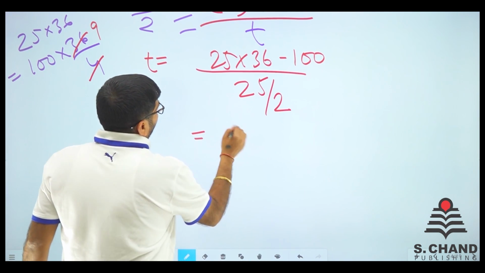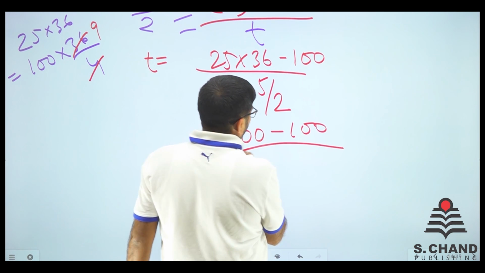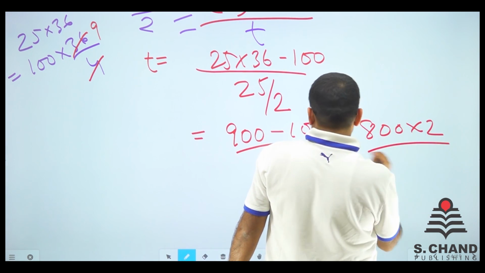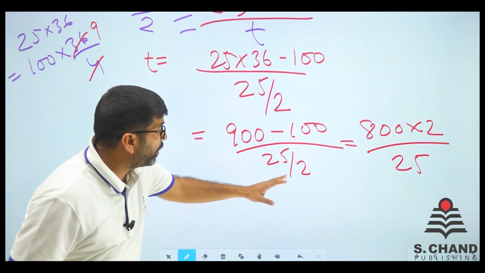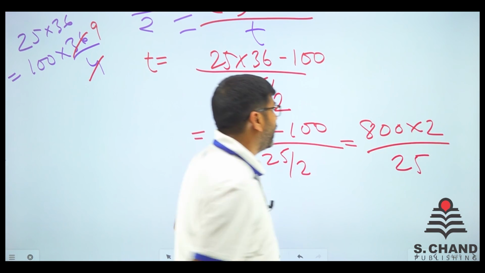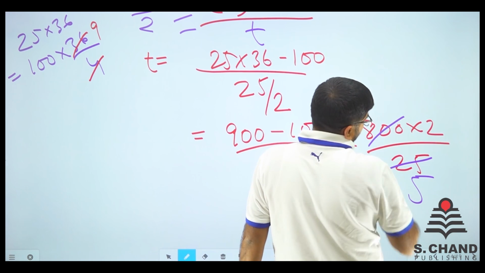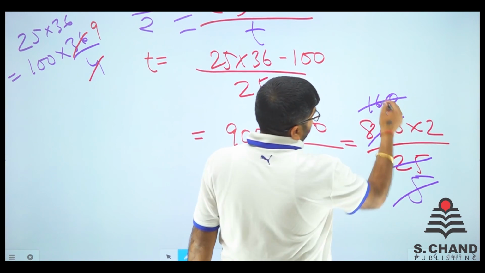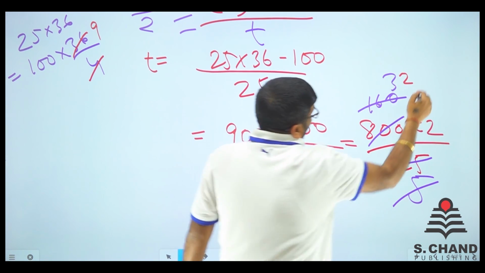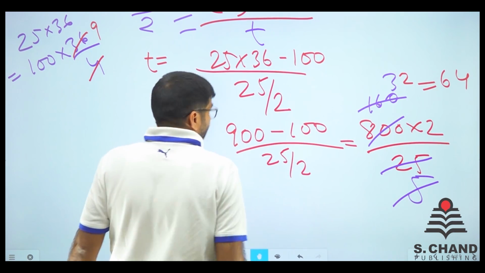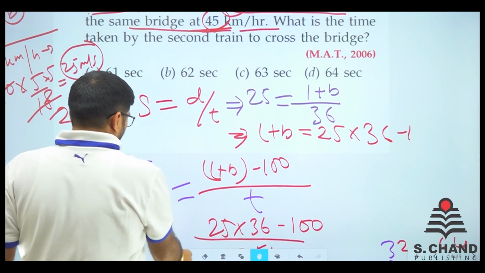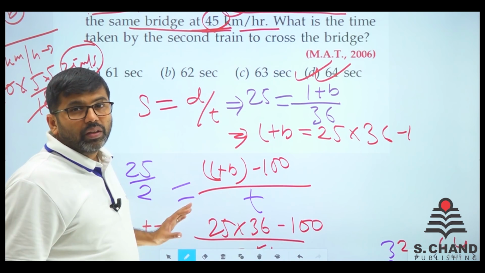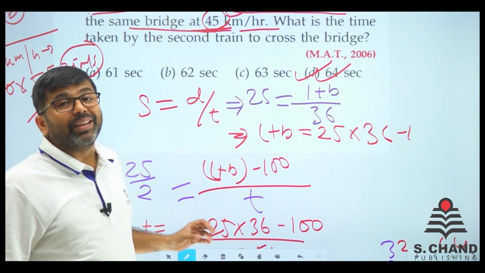So t is equal to 900 minus 100 divided by 25 by 2. So 800 into 2 by 25. Why 25? Because this is 25 by 2. The 2 goes on the upper side, that is the numerator part. Now this is 5 and this is 160, right? Again, this is 5 and this is 32. So 32 into 2 is 64. We have 64. Is there any option like 64? Yes, we do have. So it was a bigger question, but we did it very softly, easily, simply.